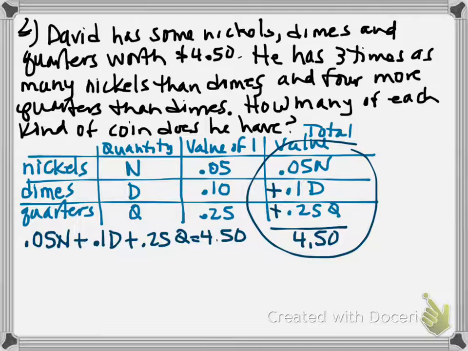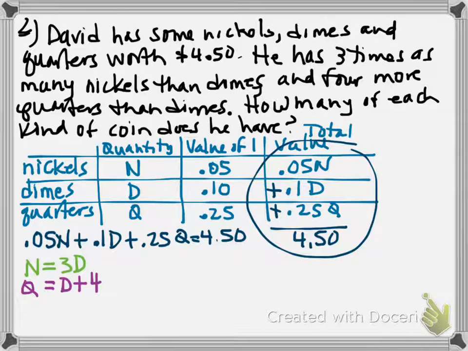Second sentence. He has 3 times as many nickels than dimes. So what does he have more of? Does he have more nickels or more dimes? More nickels. So that means nickels is by itself. How do I describe it if he has 3 times as many nickels than dimes? 3D, right? All right, let's keep reading. And the next part of the sentence says, and 4 more quarters than dimes. What does he have more of? He has more quarters. How many more quarters does he have than dimes? 4. So it's D plus 4.